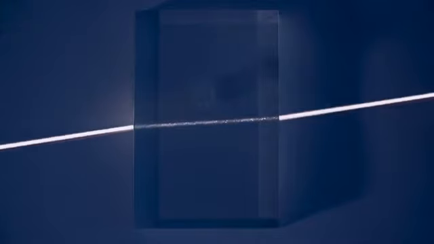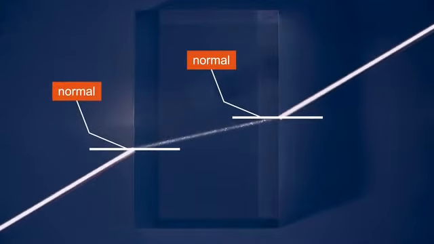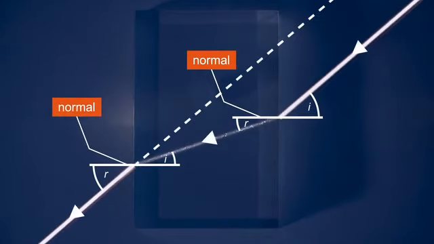As the angle of incidence increases, the angle of refraction increases. The ray of light slows as it enters the block, so it always changes direction towards the normal. The ray of light leaving the block is always parallel to the ray of light entering the block.